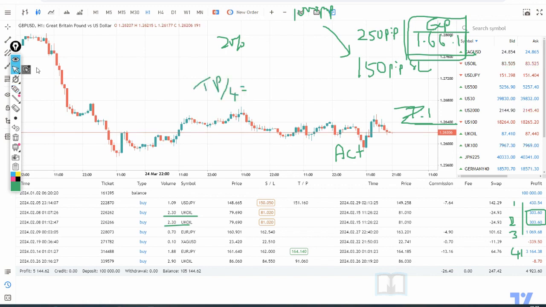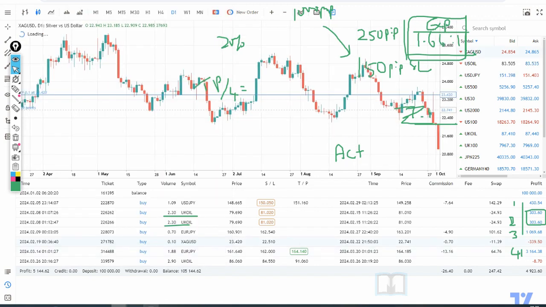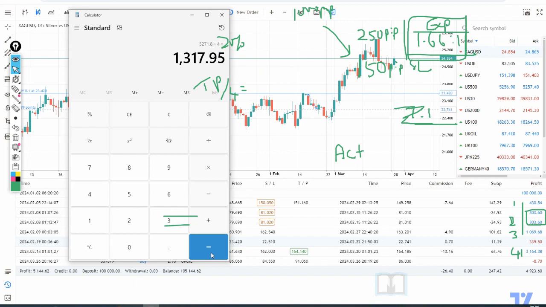So if I were to do that, just to give you a diagrammatic representation: 430.54, and so on, then I plus this 607.20, which is what I got. Then I plus that with 1069.68, and then I plus that with 3164. Once I have that number, hopefully I've done all that correctly, I divide that by 4. That comes to 1317.95. That's what I had written down before.